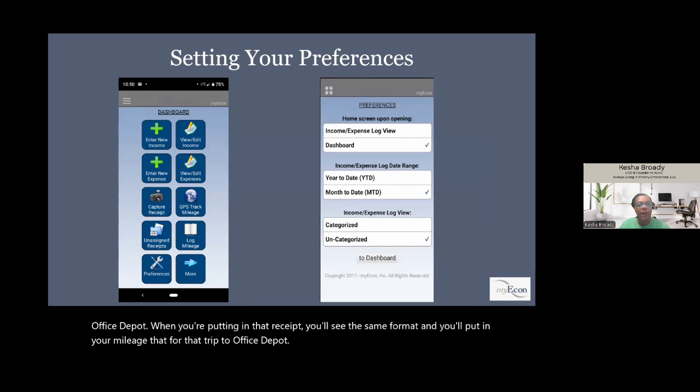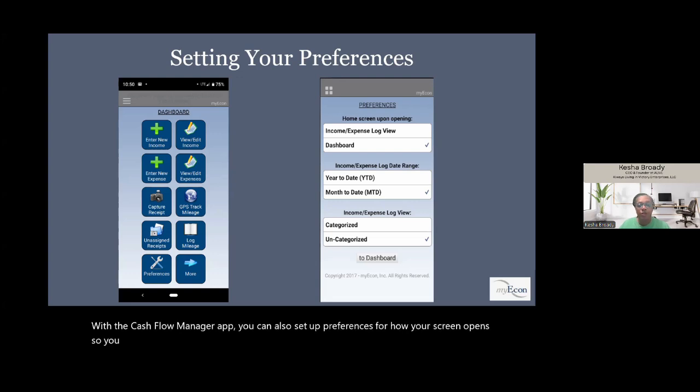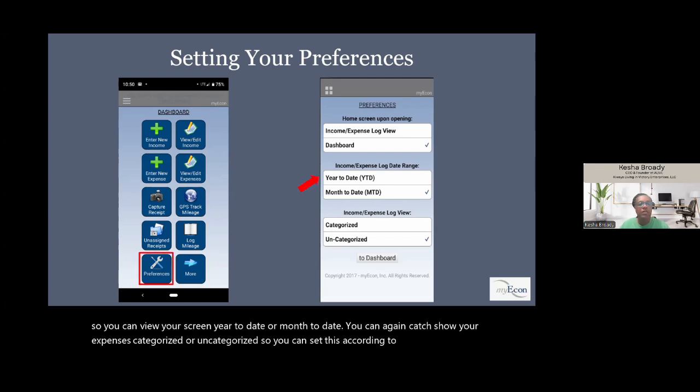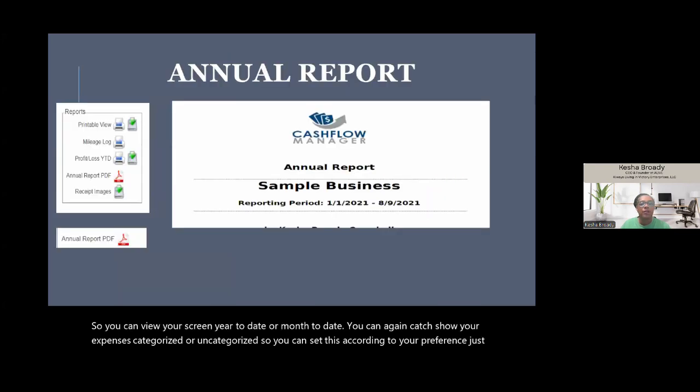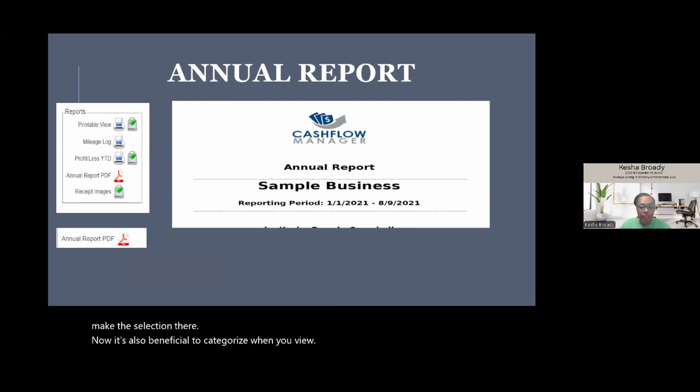With the Cashflow Manager app, you can also set up preferences for how your screen opens. So you can view your screen year to date or month to date. You can again show your expenses categorized or uncategorized. So you can set this according to your preference. Just make the selection there. Now, it's also beneficial to categorize when you view, and when you're creating your reports.